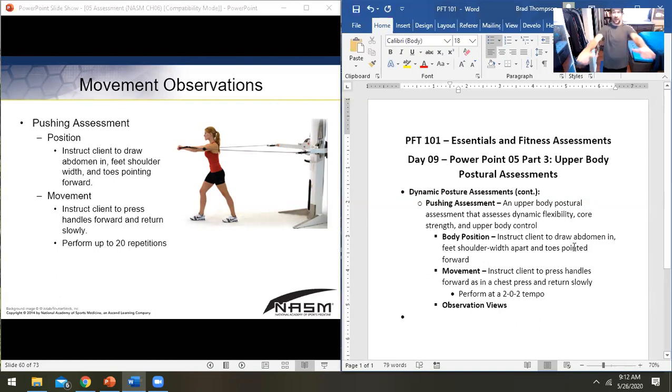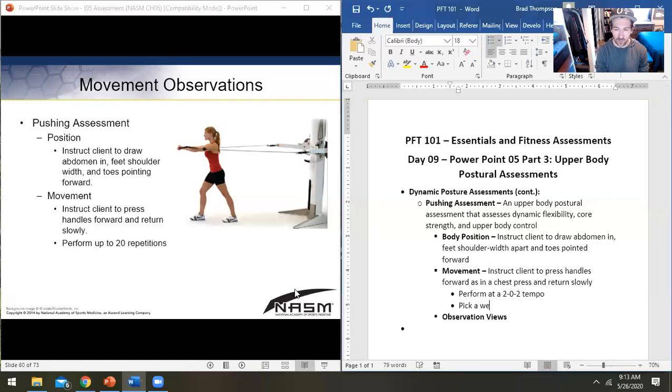We don't really care about isometrics. We're just trying to observe this person as they are moving. We're not trying to develop stability here. We're not even training our client. We're just observing their posture. So tempo is really just a medium tempo, as you would normally. In fact, your client will probably naturally move at the tempo you want, but it's always good to give instruction. And then you're going to perform up to 20 repetitions.